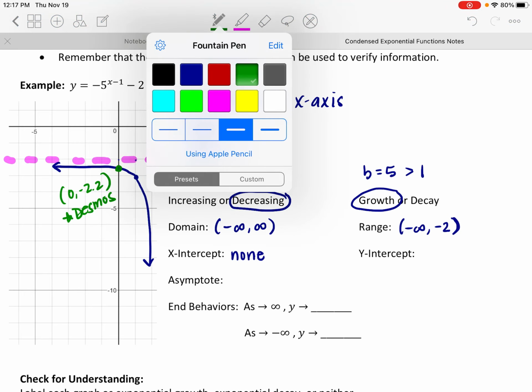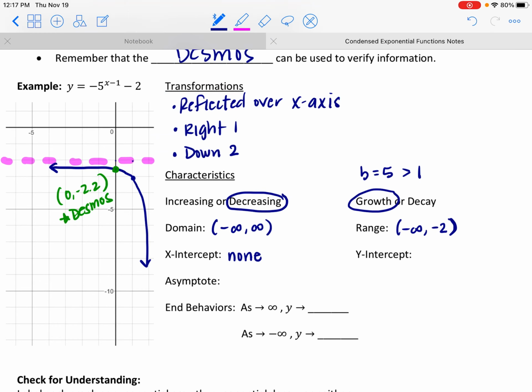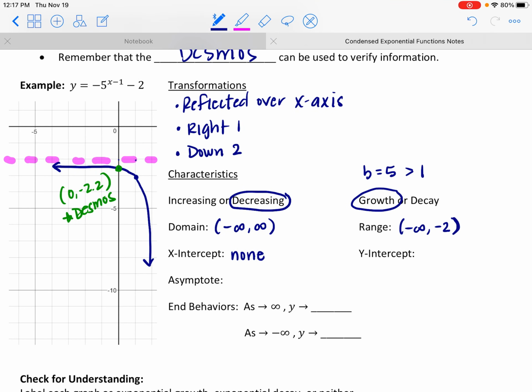Okay, but again, if you wanted to put in a 0 for x and solve by hand, you could figure that out. So this was at 0 and -2.2. And then the asymptote will always be at the value of k.